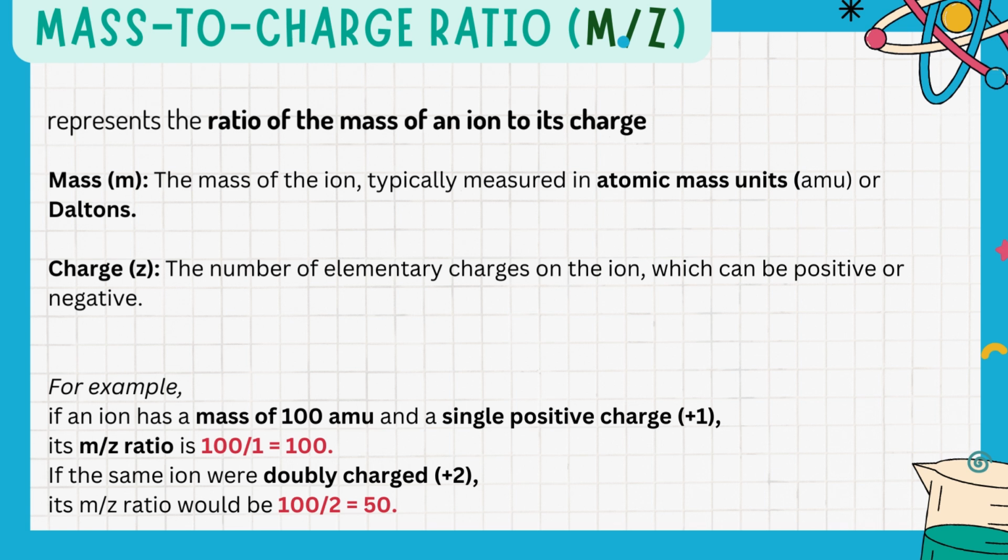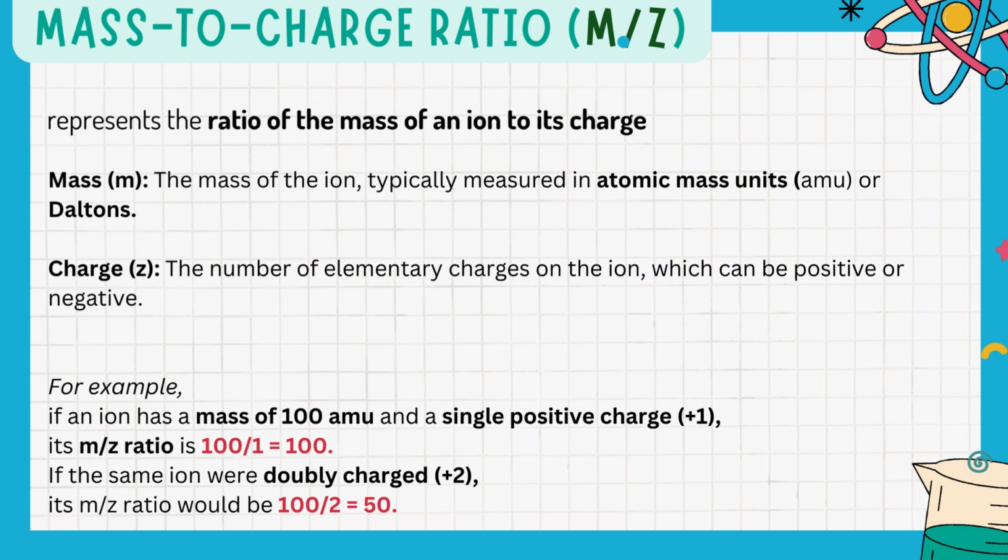Here, m stands for mass, and it refers to the mass of the ion, typically measured in AMU or Daltons. So we have two ways to measure the mass of the ion: atomic mass units or Daltons. And we also have z for charge. This represents the number of elementary charges on the ion, which can be either negative or positive.